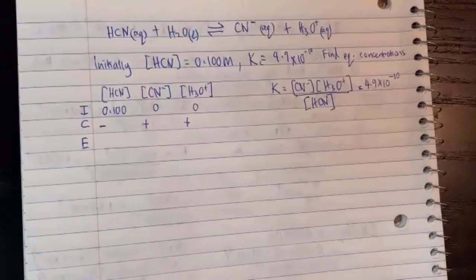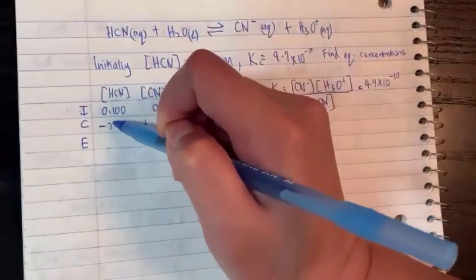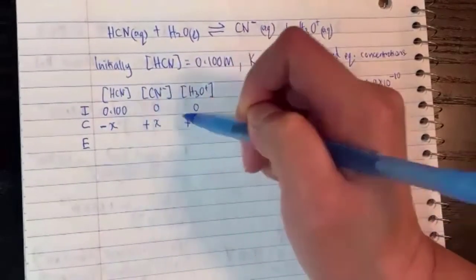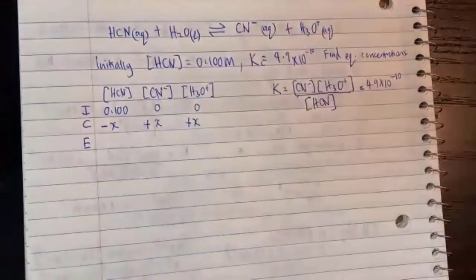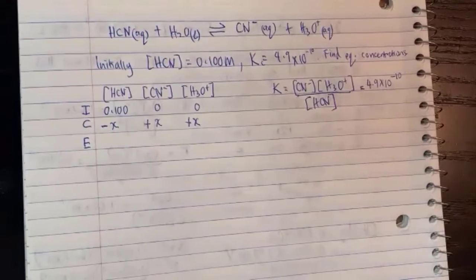So how many x's are we going to be using? This is minus 1x, plus 1x, plus another 1x, because they're all coefficient 1. This is really nicely set up, all 1 to 1 to 1, and you can use your math shortcut.